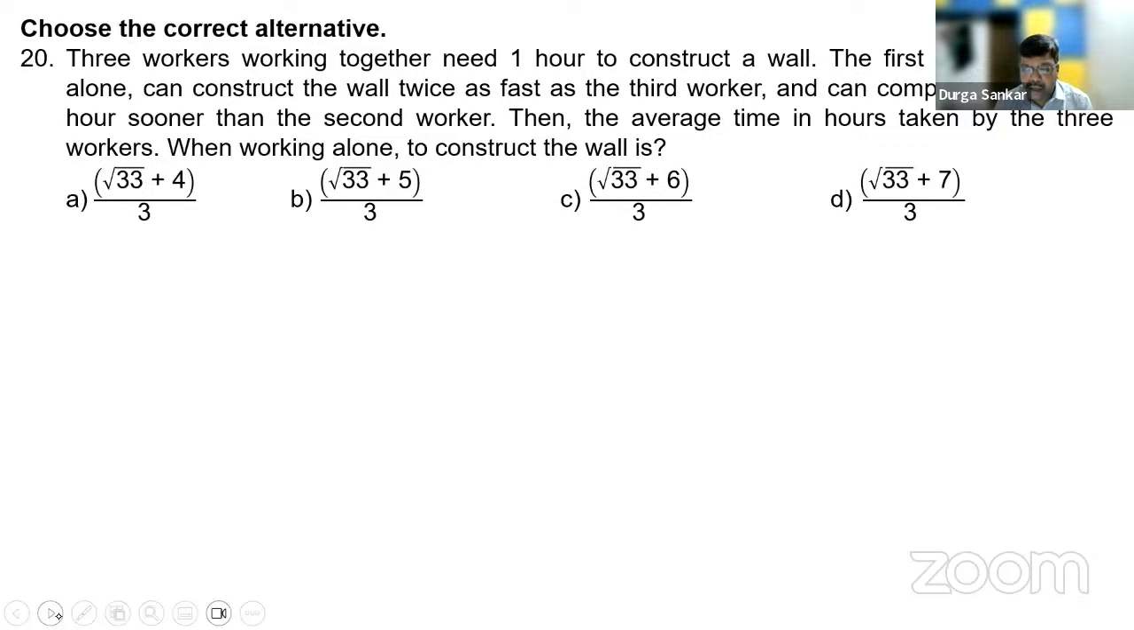Now, 3 workers working together need 1 hour to construct a wall. The first worker working alone. Okay. Now, time and work, which is okay. But again, the nature of the question and the type of the options sort of make me rethink. I'll say this is type B.